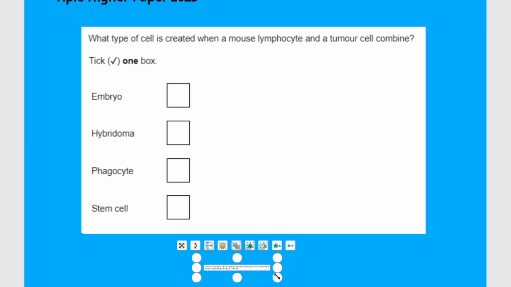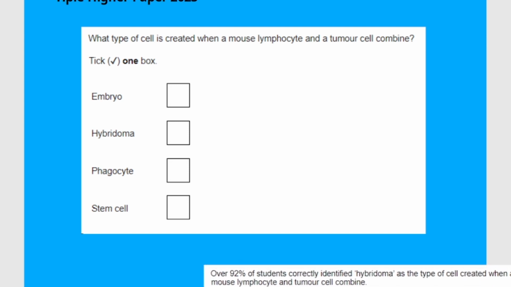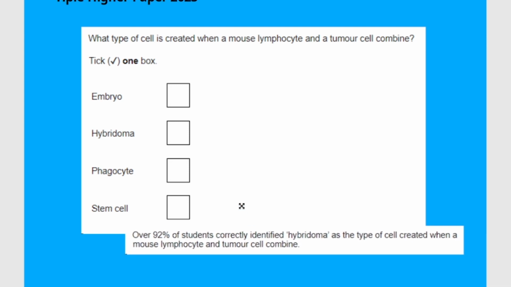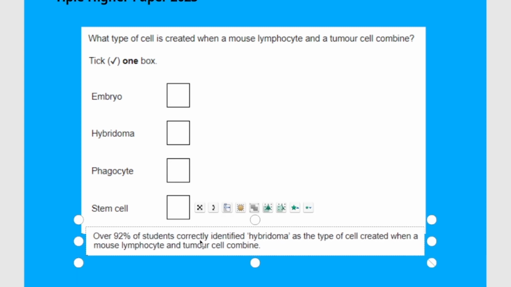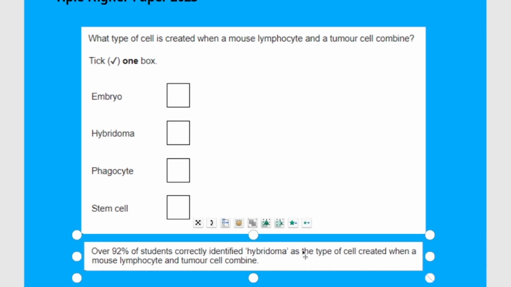Chances are you're right, because I've got here the examiner's report, and you can see that 92% of students correctly identified hybridoma as the cell. So this was one of the easier questions.